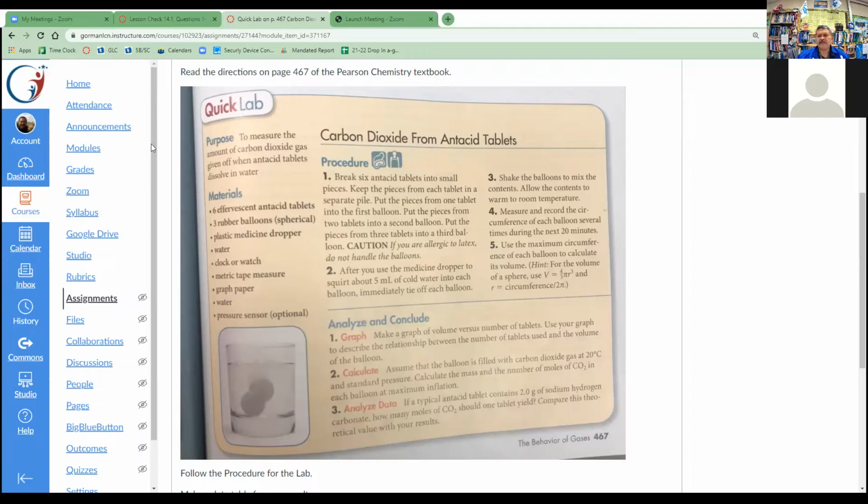Okay, so let's look at the procedure. You're going to break 6 tablets into small pieces. You're going to keep the pieces from each tablet in a separate pile. Put the pieces from 1 tablet in the first balloon, 2 tablets in the second, and 3 tablets in the third. So I'm going to crunch up these tablets and put them into 3 different balloons.